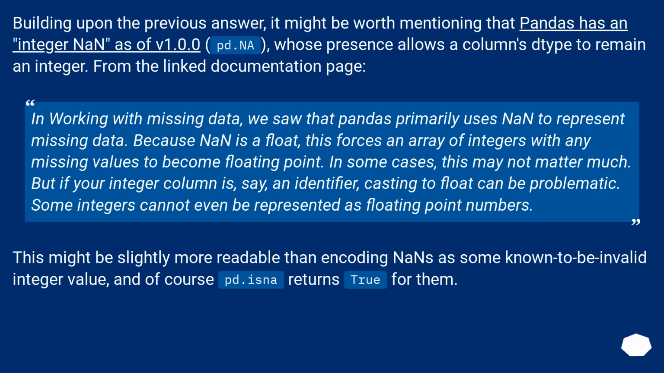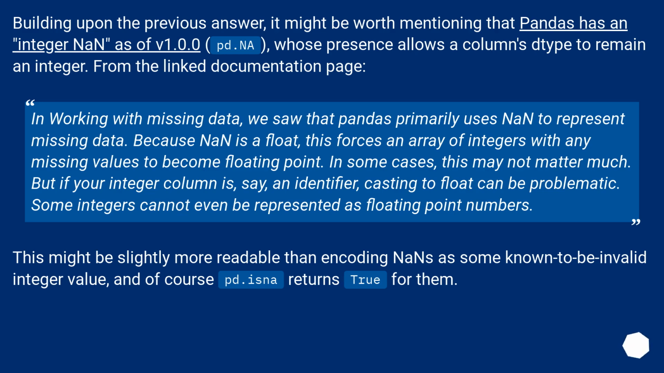In working with missing data, we saw that pandas primarily uses NaN to represent missing data. Because NaN is a float, this forces an array of integers with any missing values to become floating point. In some cases, this may not matter much. But if your integer column is, say, an identifier, casting to float can be problematic. Some integers cannot even be represented as floating point numbers.